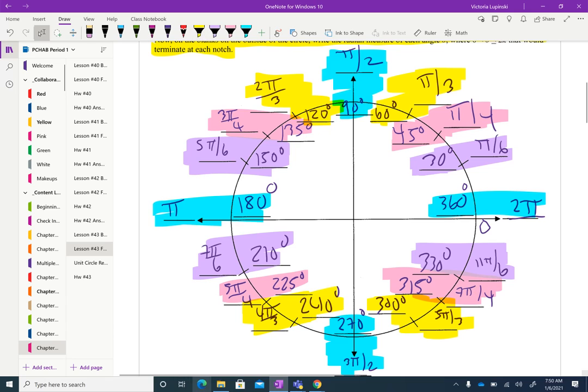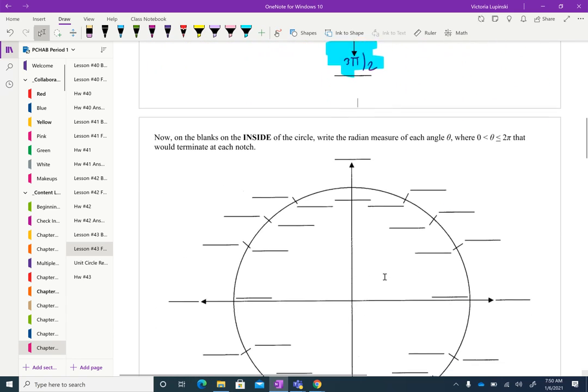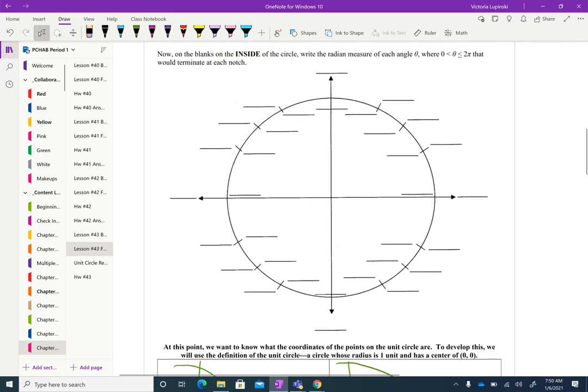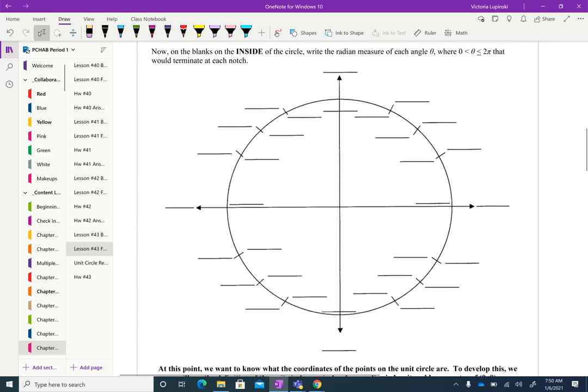Okay, so then if we go ahead and scroll to the next page. So now we have another copy of the unit circle, but notice we're going to approach it slightly differently. On the blanks on the inside of the circle, we're going to write the radian measurement. So it's the same radian measurements that we did from the back. I'm going to go ahead and fill them in. You can fill them in either by following me or by trying to see if you can fill them in on your own. Either way, they're the same exact values from the previous page. So give me a second to do that.